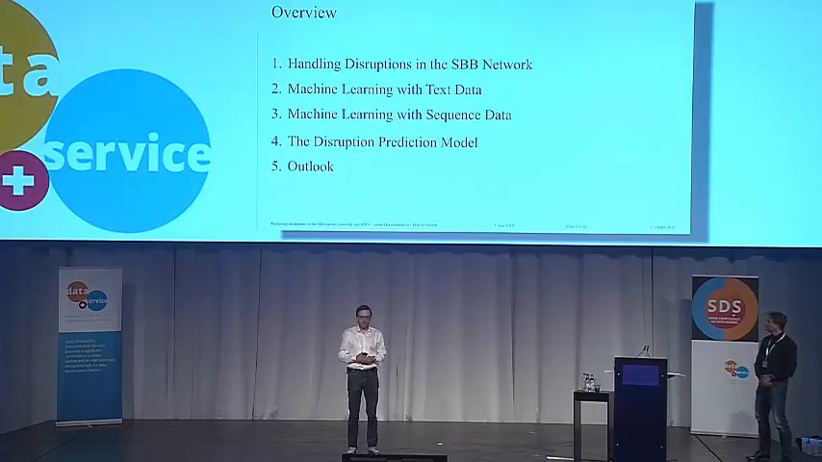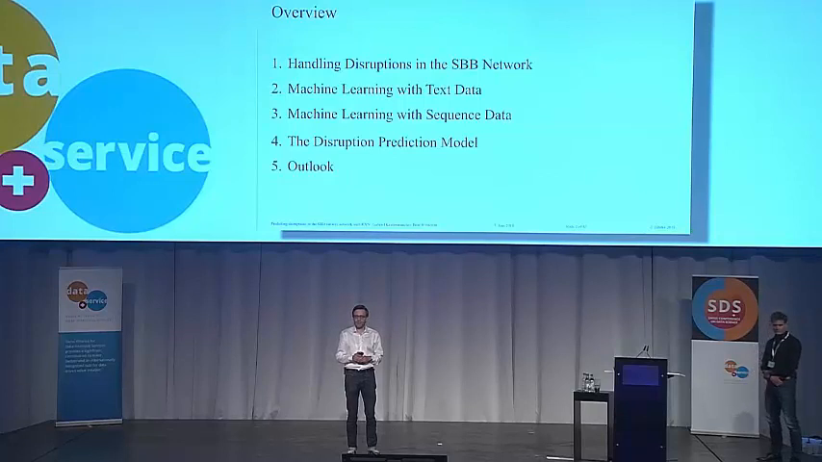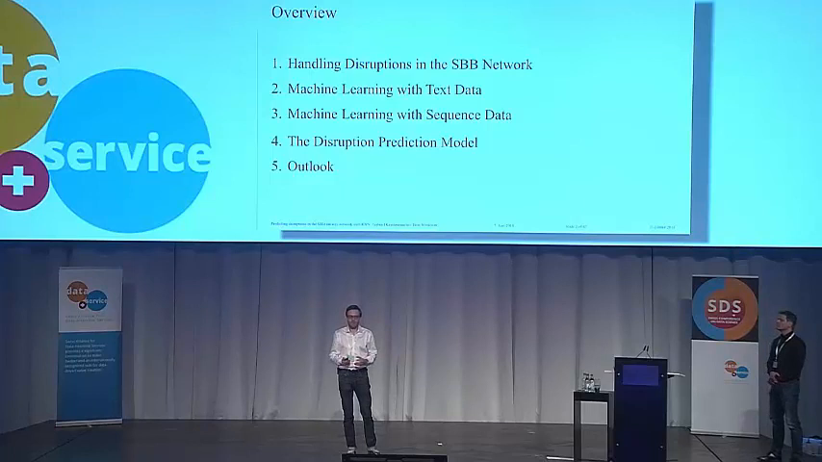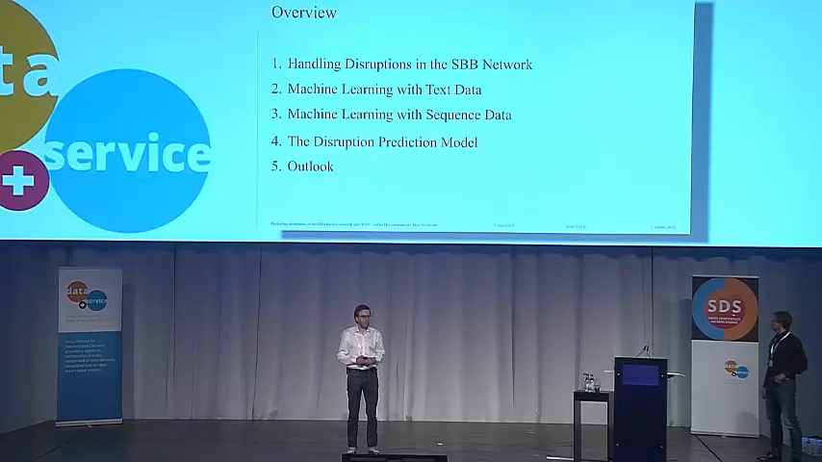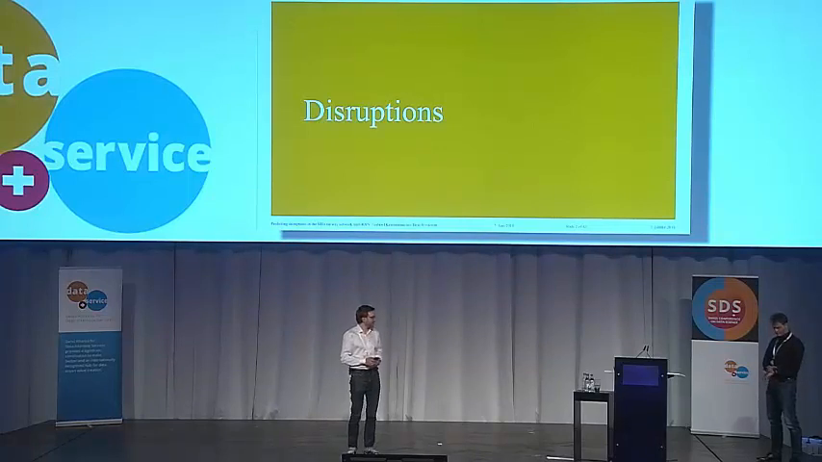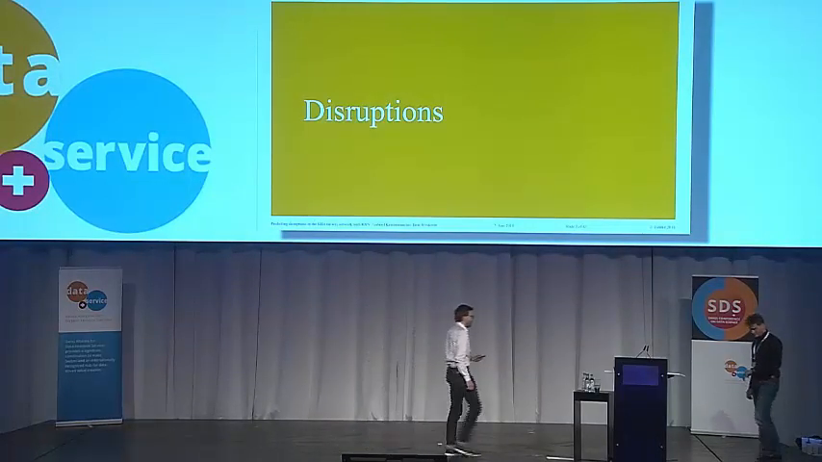So we're going to talk about how to handle disruption in the SVV network, why they're interesting, and how people deal with them at the moment. We're going to talk about machine learning with text data, because that's the basis of our predictions, and also machine learning with sequence data, because the data is also in this form. Then we're going to show you the model that we have and the model that we want to have in the future. But first, Beat is going to talk about what disruptions are.